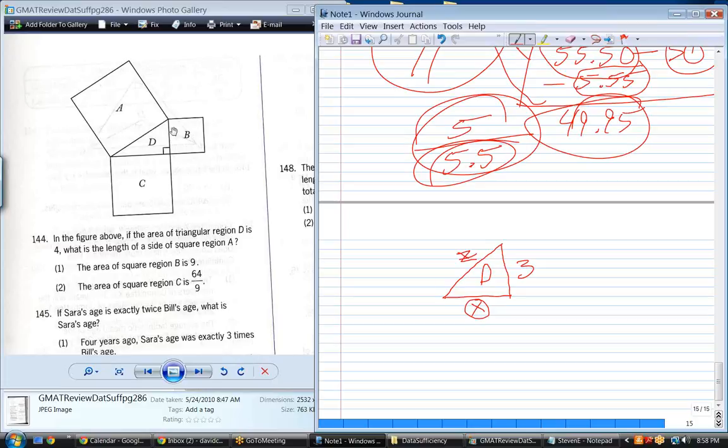Not go any further there. Then the area of region C is 64/9. Right. So again, they're giving me an area. I'm going to take the square root of it. The square root is 8/3. That's one of the sides. It's the same principle. Exactly. So D. If we know the area of D, we can figure out Y, and if we know Y, we can figure out Z, and if we know Z, we can figure out that area.